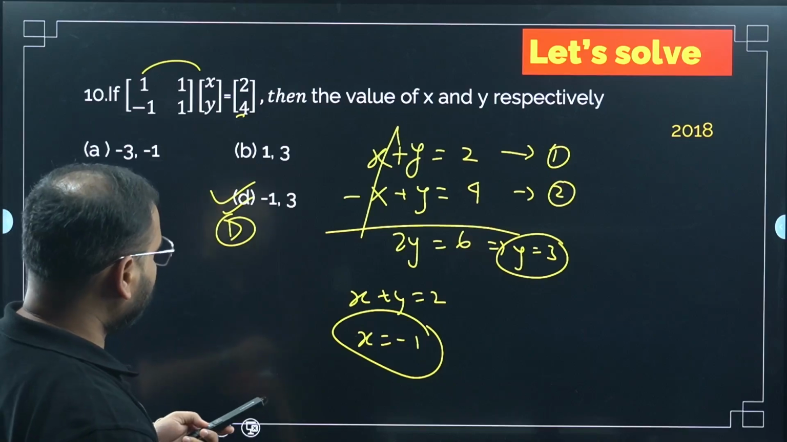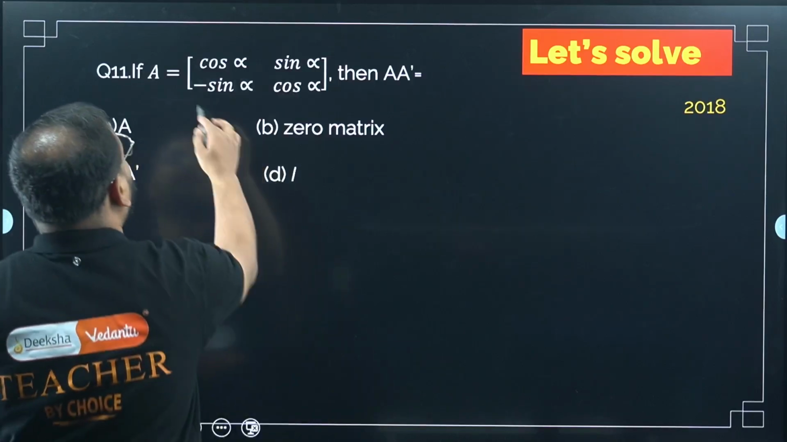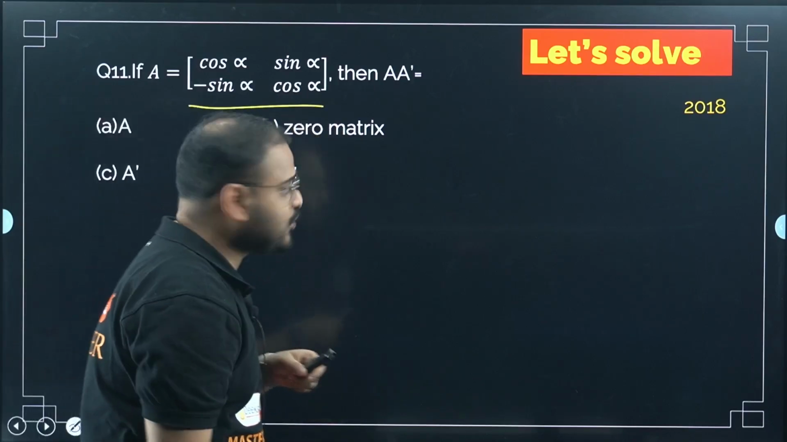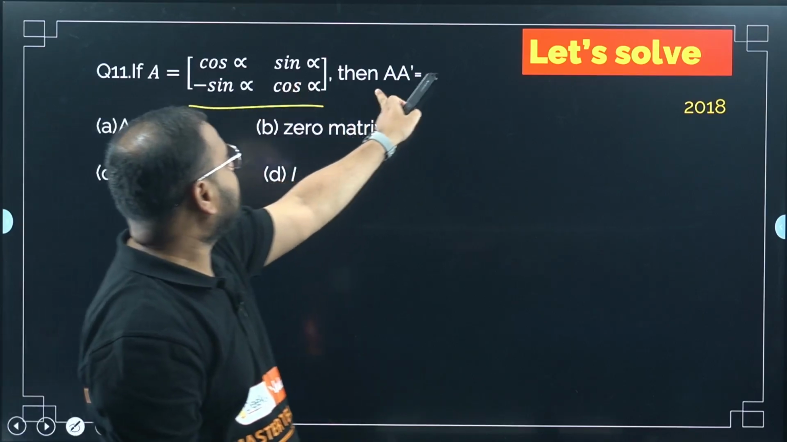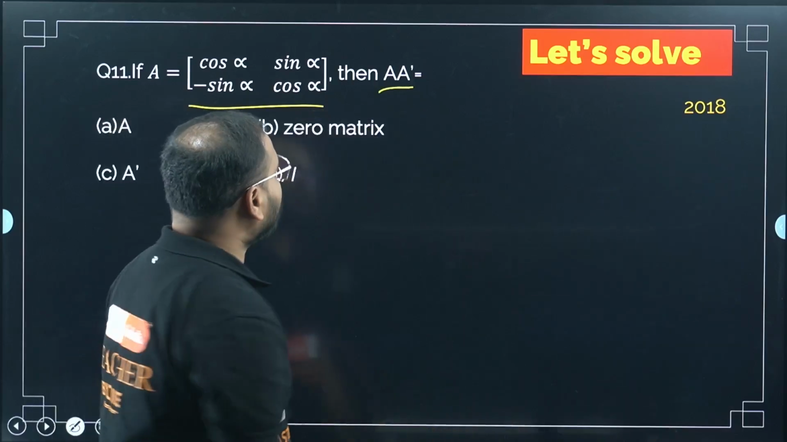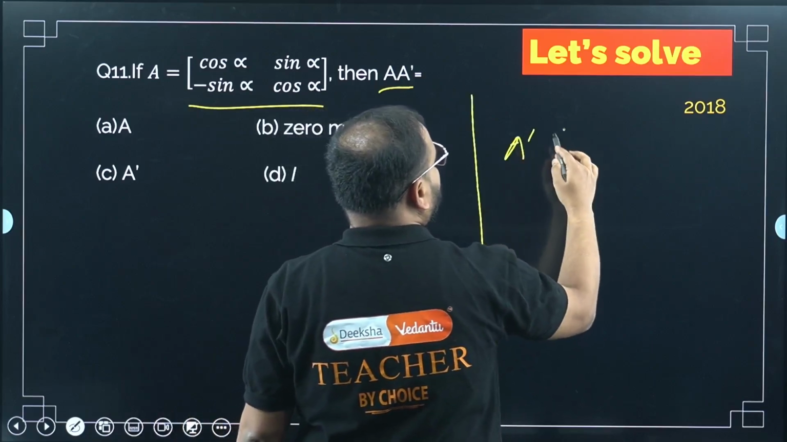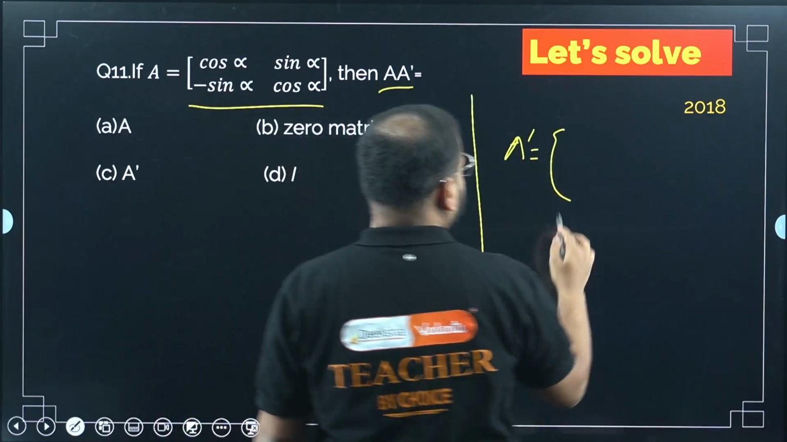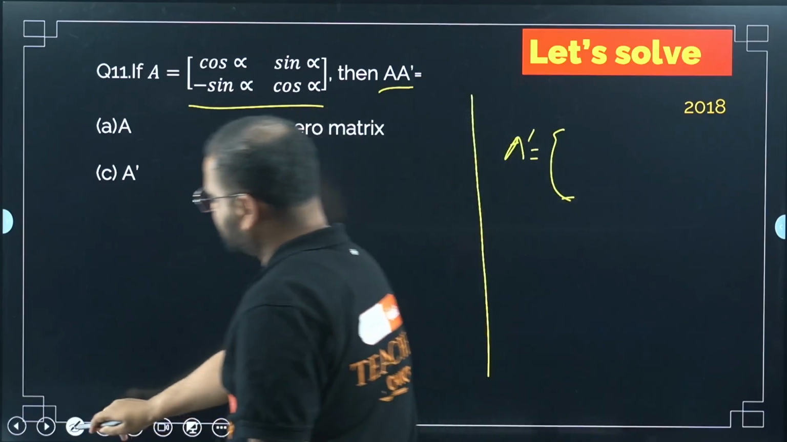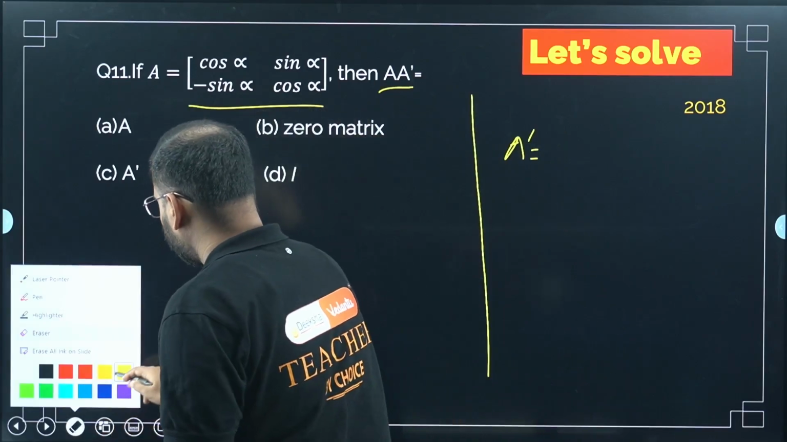Okay, moving on. 11th problem. They're saying that A is given in the form of trigonometric ratios for the angle alpha, find A times A transpose. Again a PYQ 2018. How will I find A transpose? Simple, sir. Keep the diagonal element same. Okay, sir. Let's do it. Give me a second.